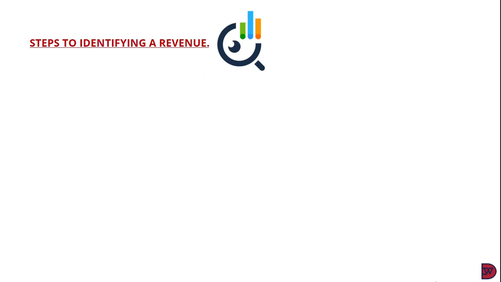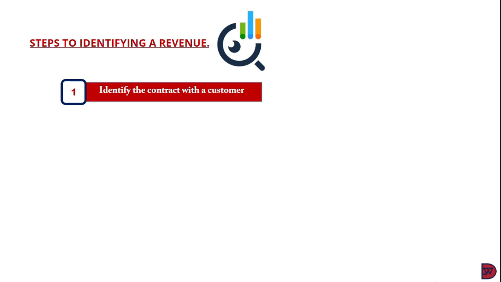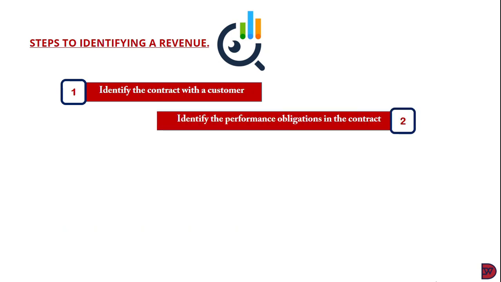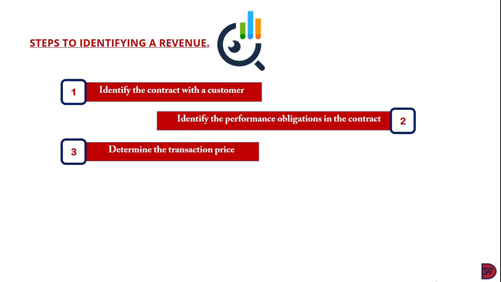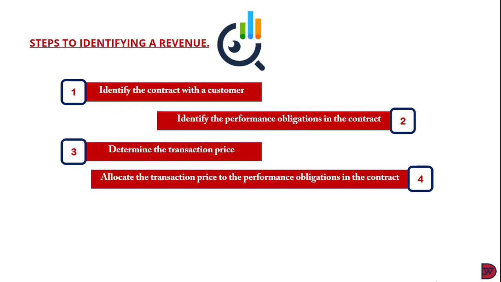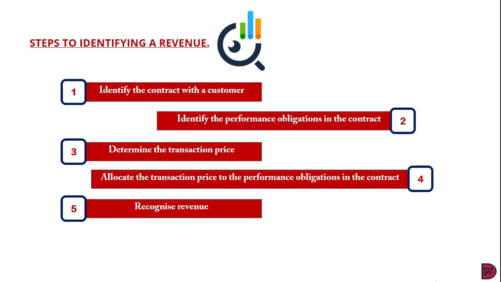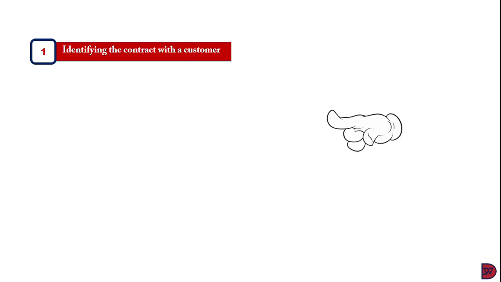So let's take a look at the steps in which it's necessary to identify a revenue. The first is that you have to identify the contract with the customer. Secondly, you identify the performance obligations in the contract. Thirdly, you define the transaction price. Then you allocate the transaction price to the performance obligations in the contract. And lastly, you recognize the revenue. We're going to take a look at the elements one after the other. We'll start with identifying the contract with the customer.